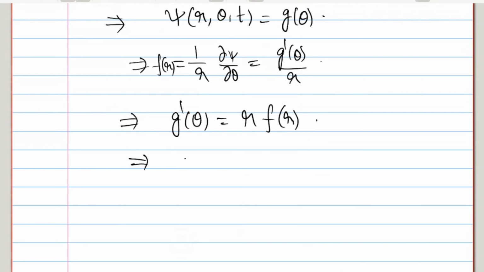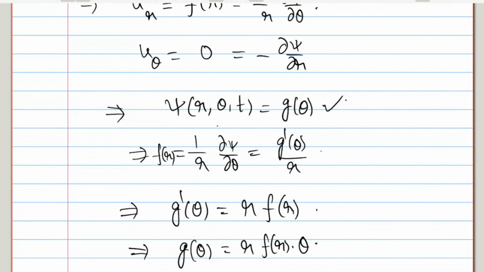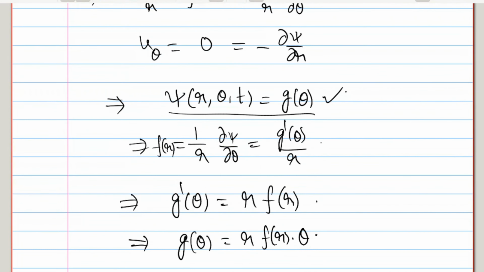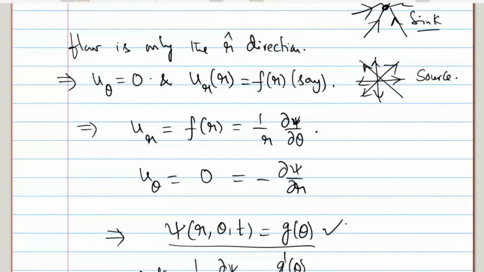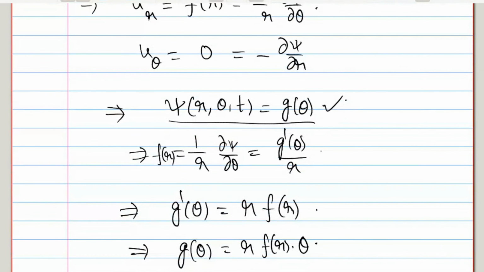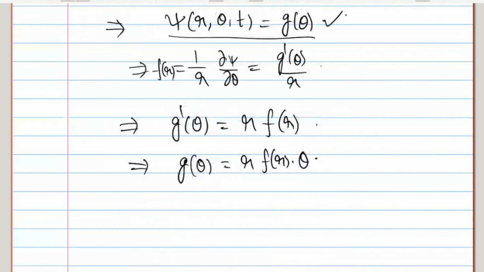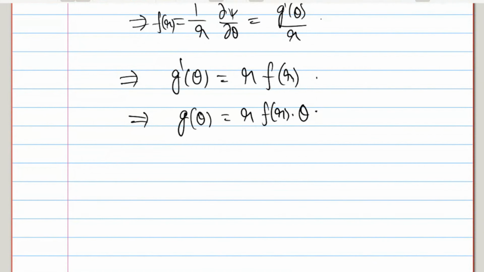G is only a function of theta, no? So g of theta equal to r into f of r into theta, isn't it? Plus some constant. That constant doesn't matter, because this is your stream function, so g of theta plus constant doesn't matter. So this is your g of theta. So what is this f of r? This is r into f of r. How do you get this f of r, function of r?